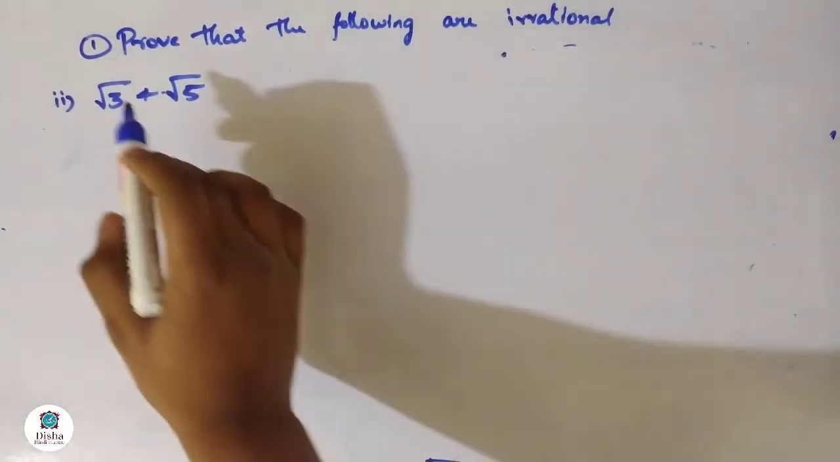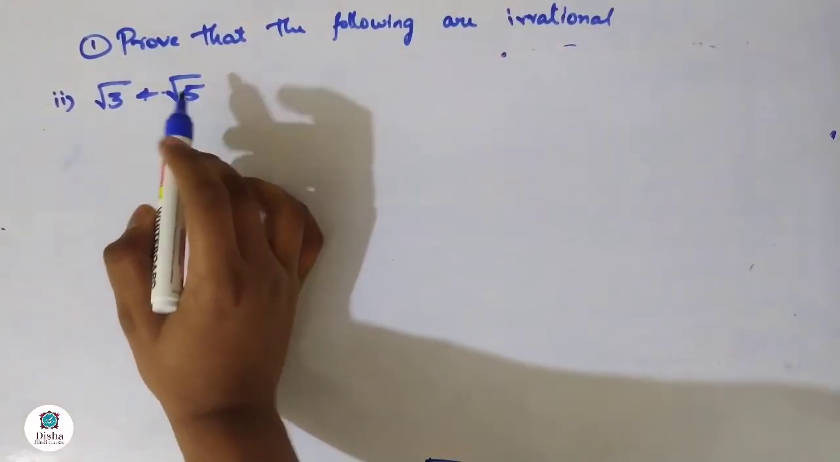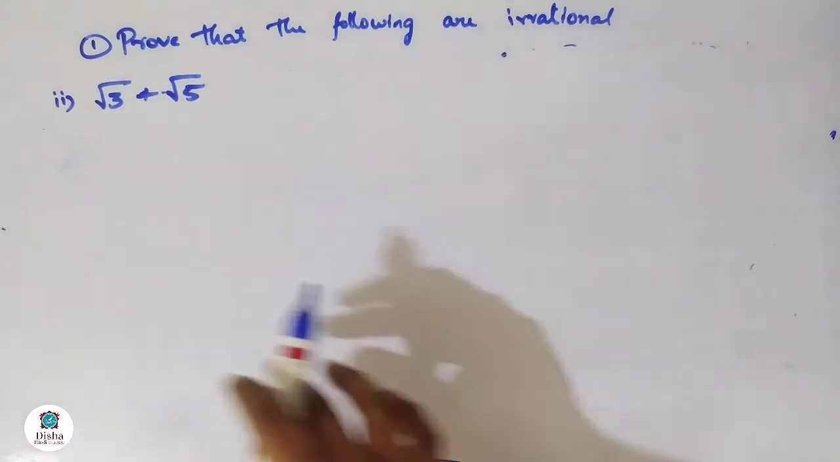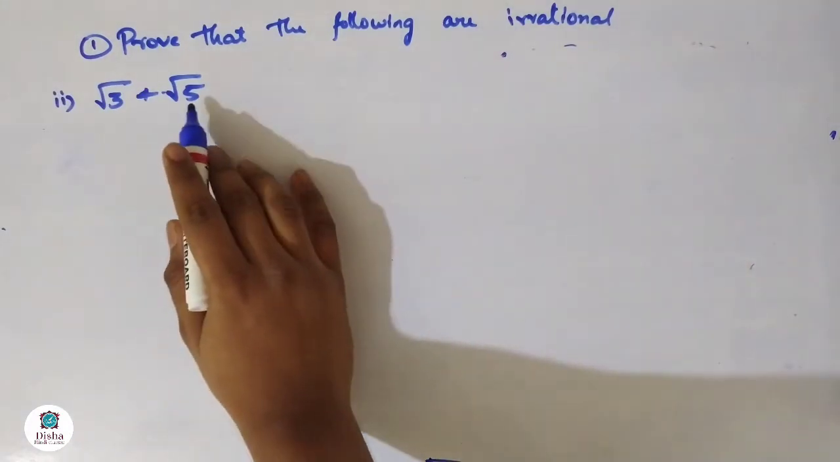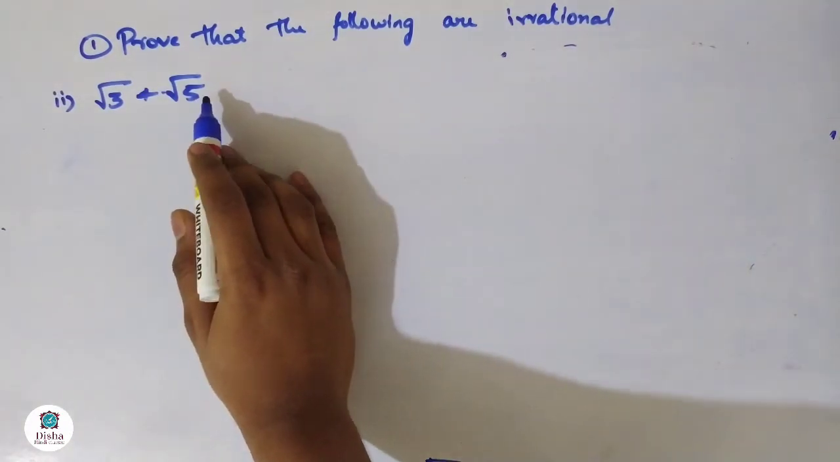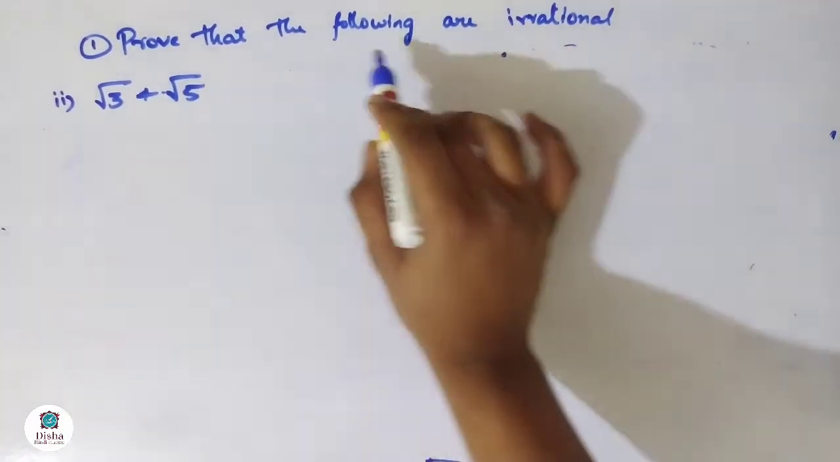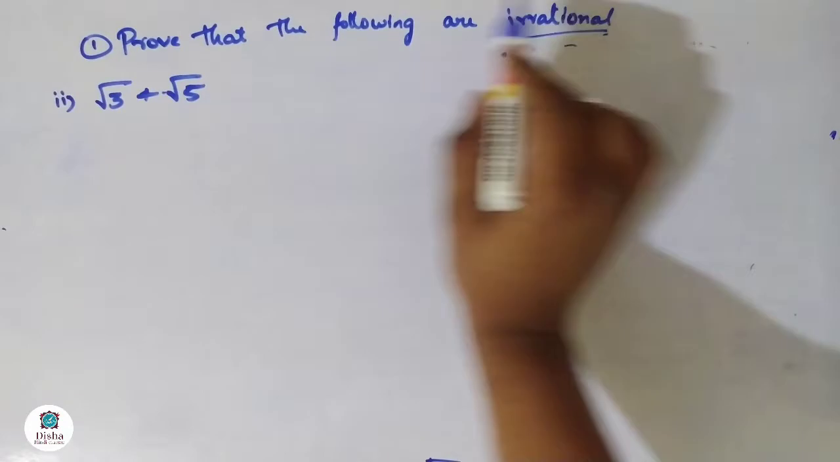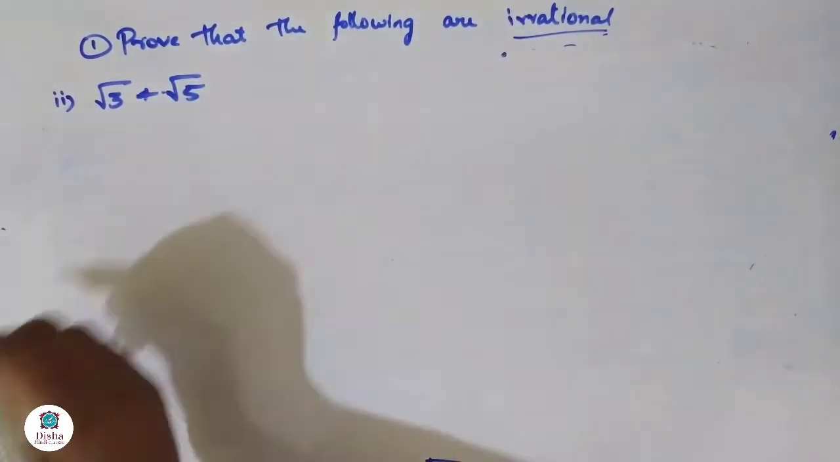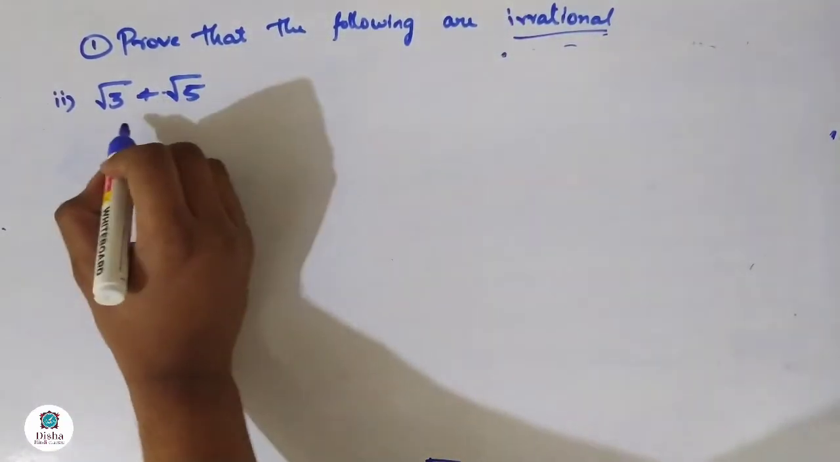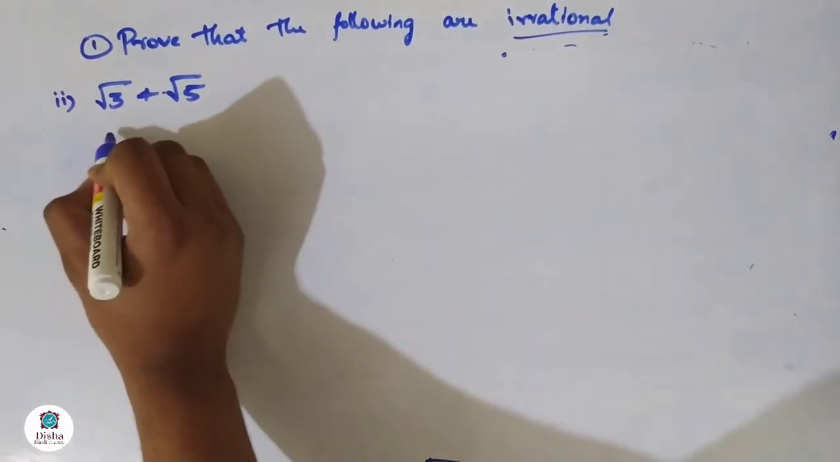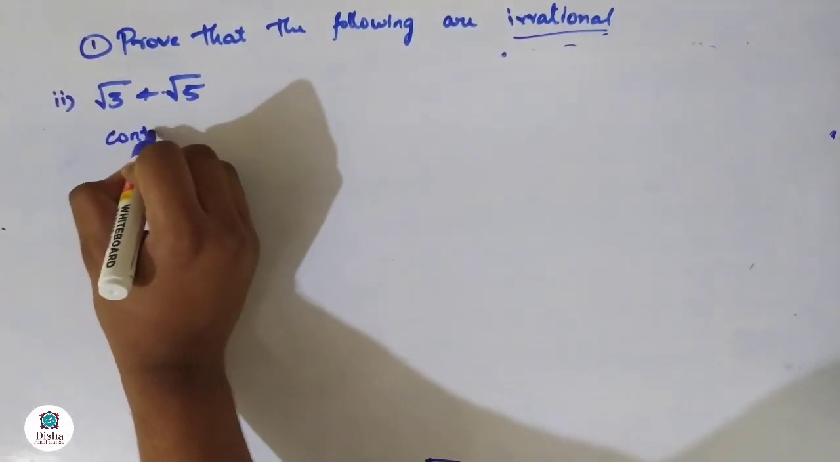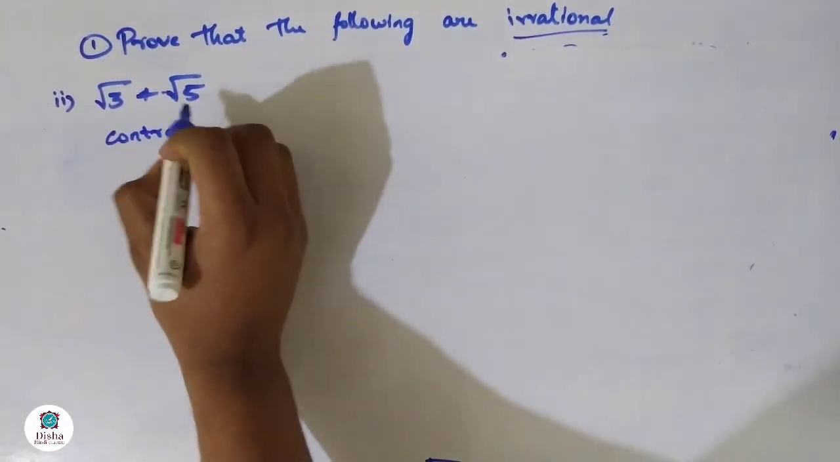Now let us look at the second one, that is root 3 plus 5. If you have not understood this concept from the first one, then listen properly. The second one, this is for you. What is given? Prove that the following are irrational. They are already irrational, we just have to prove that they are irrational. So now we have to take the contrary. Contrary means opposite.